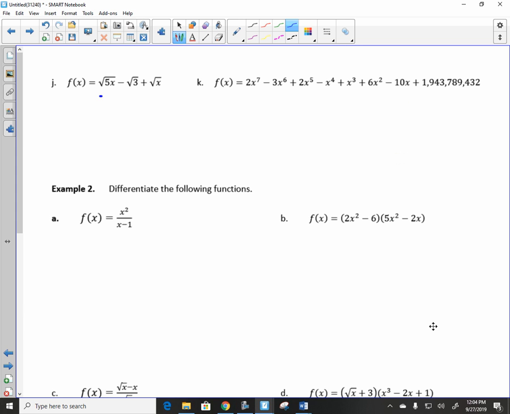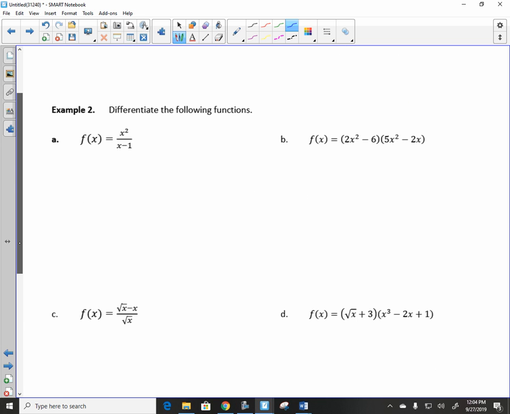This is a classic example, example 2, where we're going to use the quotient rule. Everybody see that you have two functions that are divided? So I'm going to use the quotient rule to find the derivative. So what I do is I take f prime, and the quotient rule says derivative of the top. What's the derivative of the top? 2x times the bottom left alone, x minus 1.